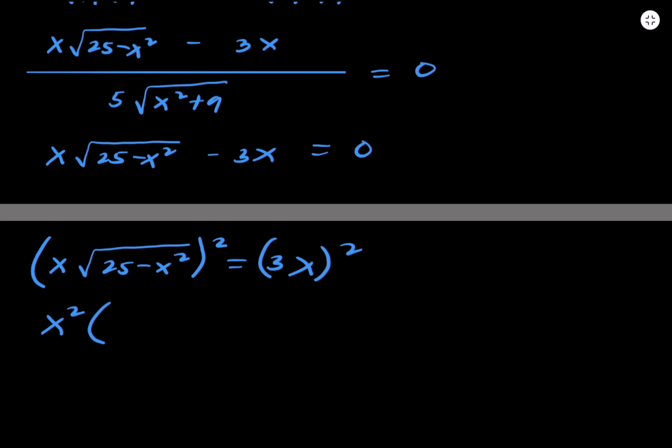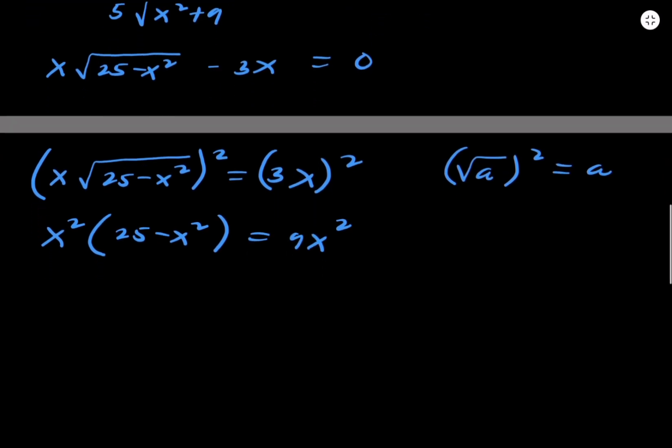Because the square of the root of a is equal to a, right? So we have 25 minus x squared equals 9x squared. Now, we cannot directly divide this equation by x squared, right? Instead, we need to simplify the left side. Okay, so we can distribute x squared. So 25x squared minus x to the fourth equals 9x squared.